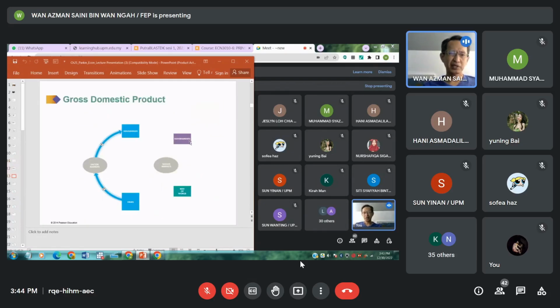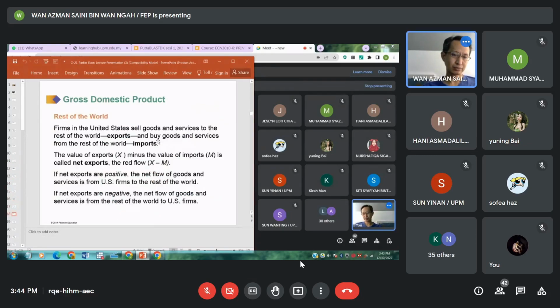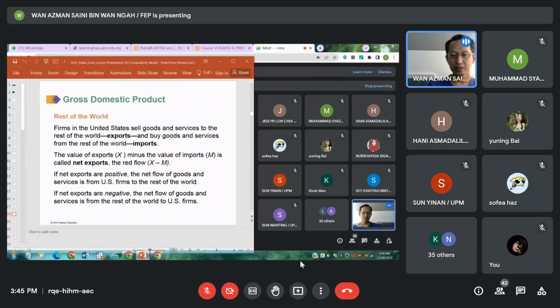So these are the explanations. I'm not going to go one by one. Right. So export minus import here, because I'm going to explain later why we have these elements. But export minus import is known as net exports. Right? Export minus import is net exports, and net exports is one of the important components of GDP.